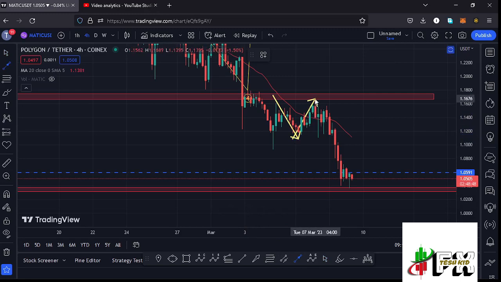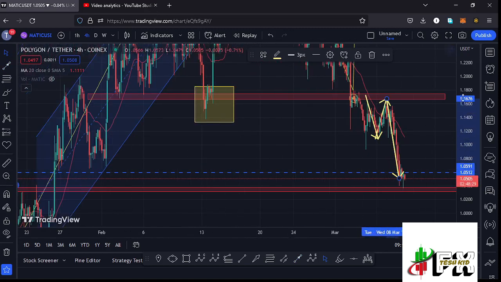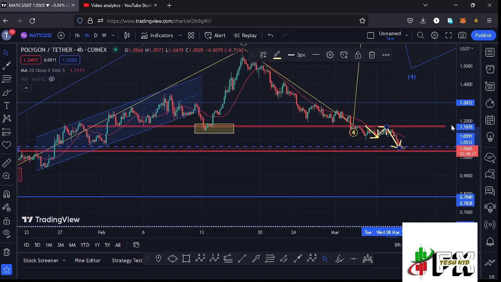Then we continued seeing the breakdown in a move that gave us a break below the 20-day MA here on the 4-hour chart, which is now acting as resistance, and that breakdown to the lower side has now given us a low at around the $1.03 mark, and at the time of this recording we have also continued to hold above the $1.03 mark, which is now acting as support, and also continued to obey the Elliott structures.